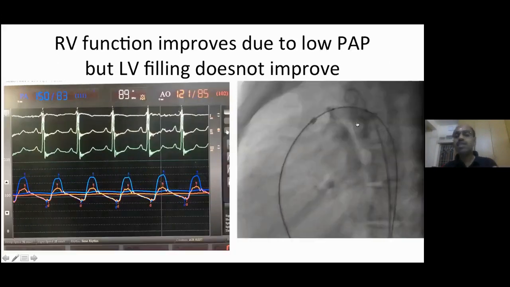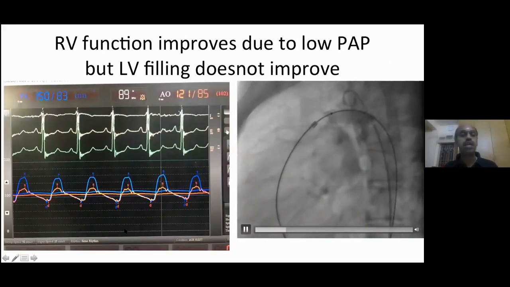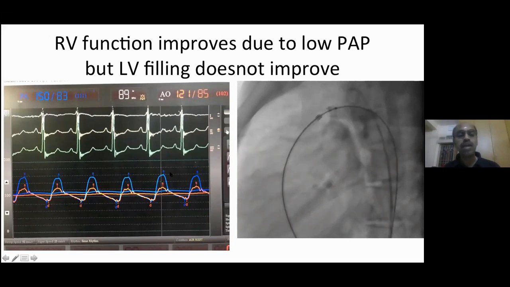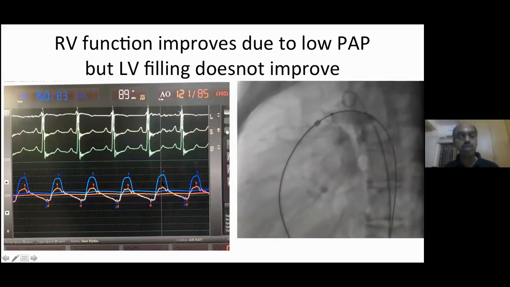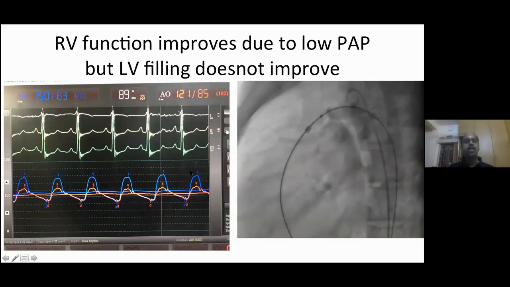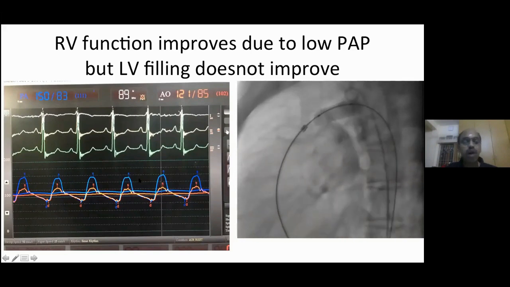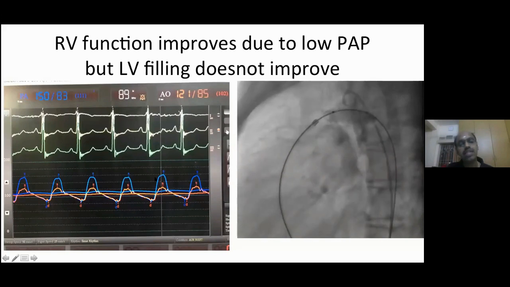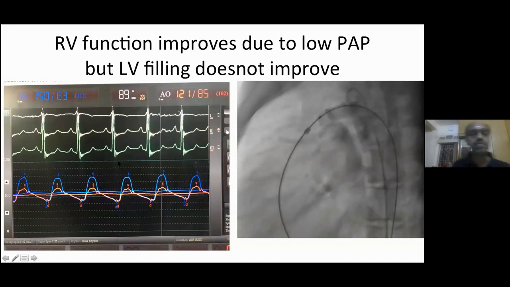The RV systolic pressure after a Potts shunt improves. The PA systolic pressure now comes down. The PA diastolic and the aortic diastolic become the same. So this is the hemodynamics of a successful Potts shunt. Very carefully analyze the trace. I'm telling you that this is a successful Potts shunt. But you are observing that the PA systolic pressure is still high. We need to understand this very clearly.